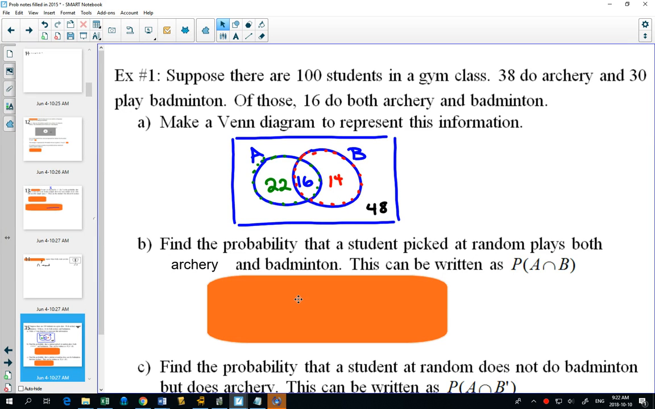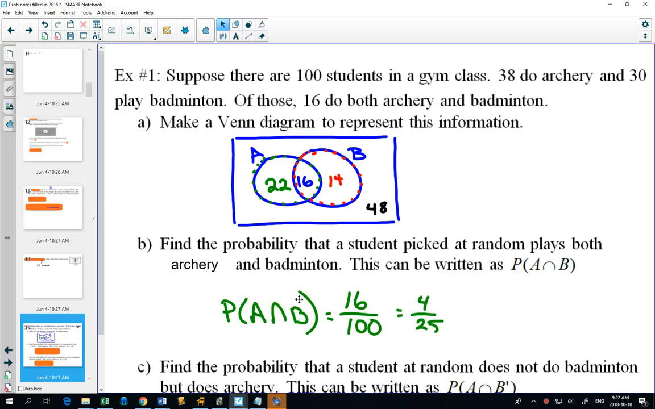So find the probability that they do both. Well, the both is this section in the middle. And there's only 16 out of the 100 that do both of them.